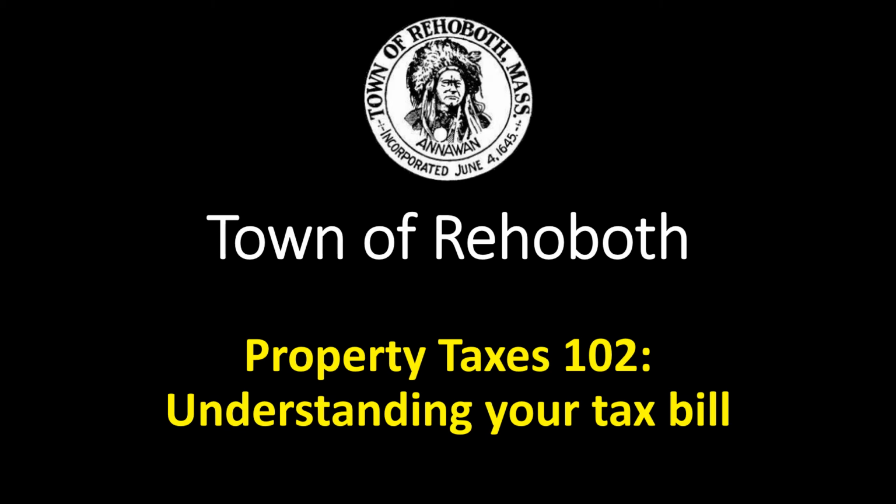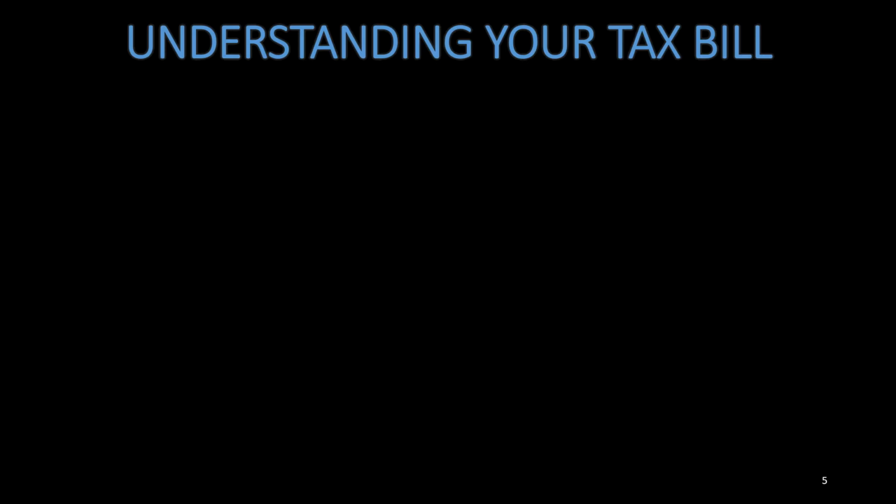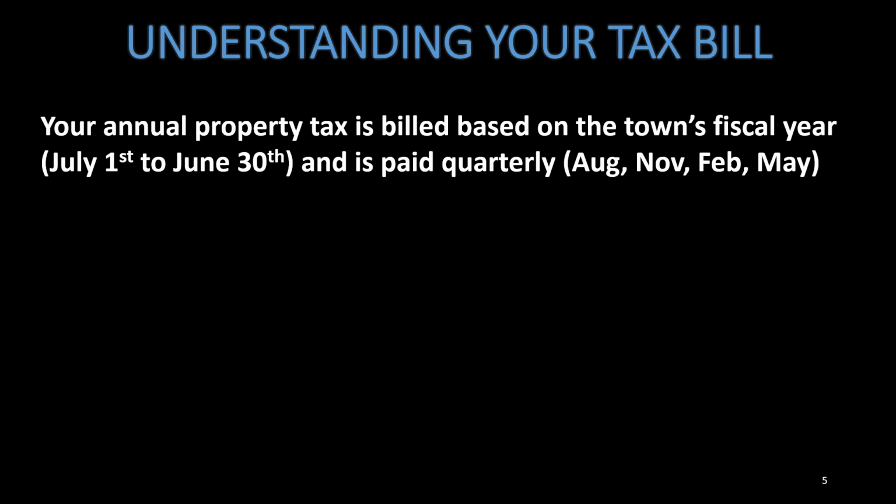Let's get started now with understanding your tax bill. Your annual property tax is billed based upon the town's fiscal year. That fiscal year runs from July 1st to June 30th. And you pay your property tax quarterly in August, November, February, and May.